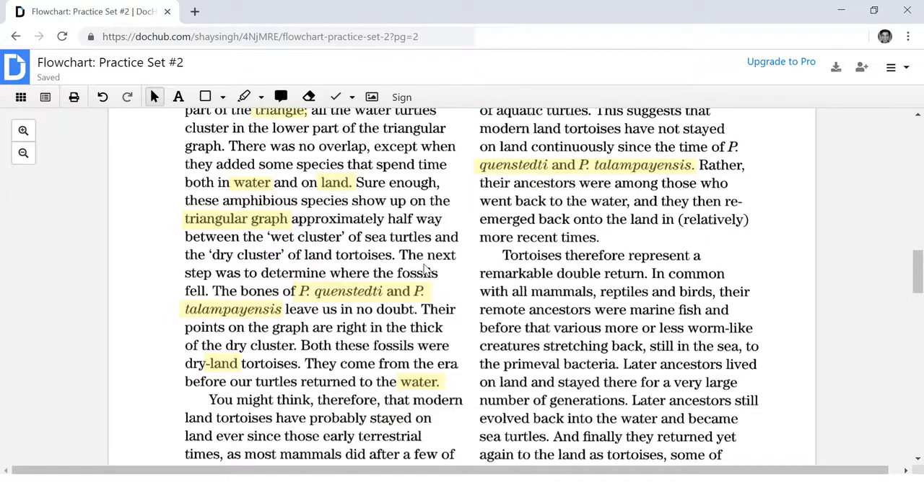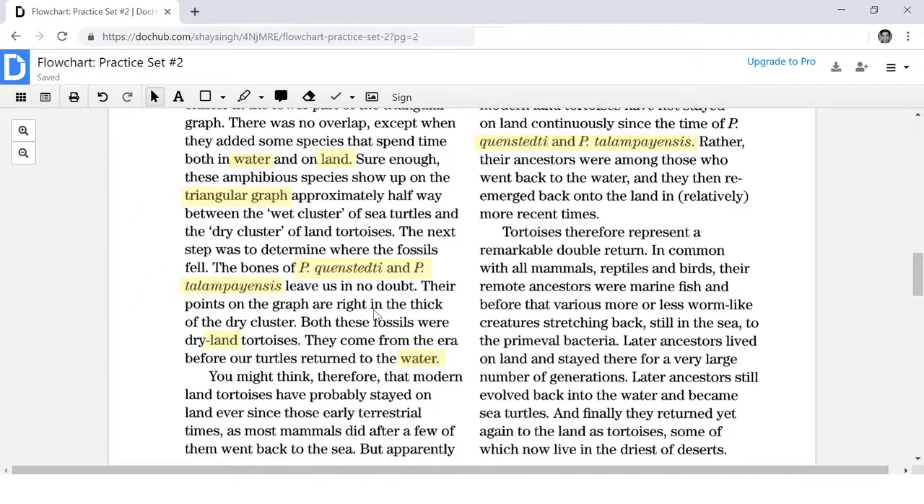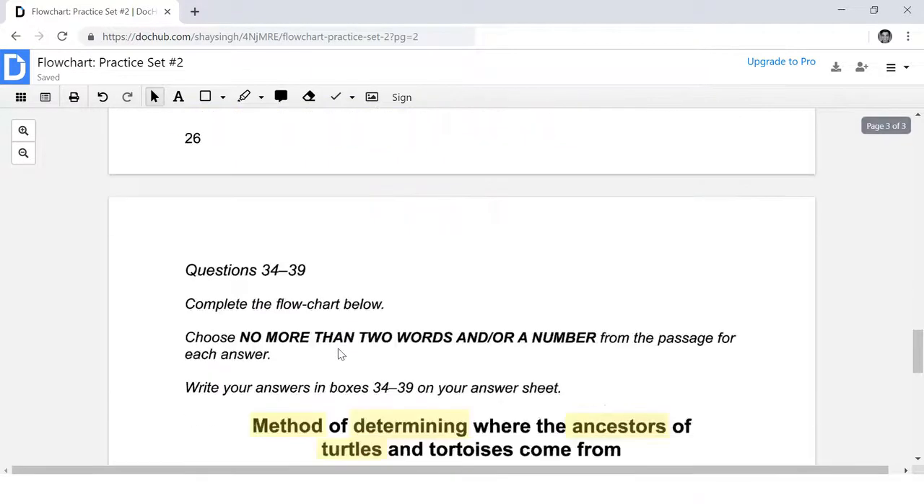So let's read this part. The bones of P. quenstedi and P. talampiensis leave us in no doubt. Their points on the graph are right in the thick of the dry cluster. Both these fossils were dry land tortoises. Okay, so here it says both these fossils were dry land tortoises.